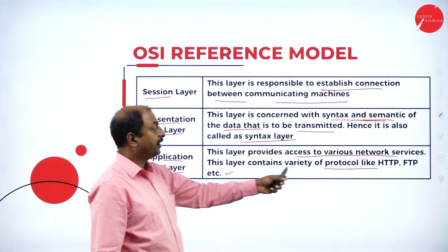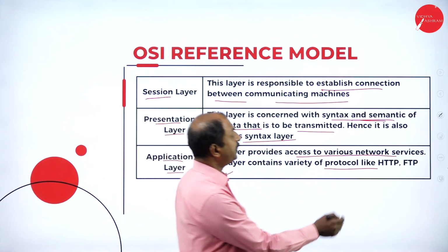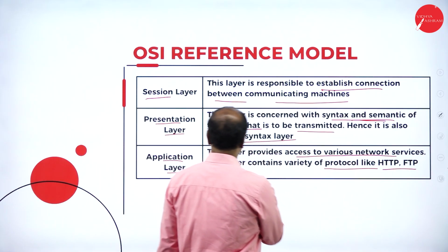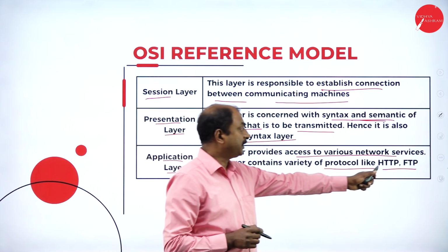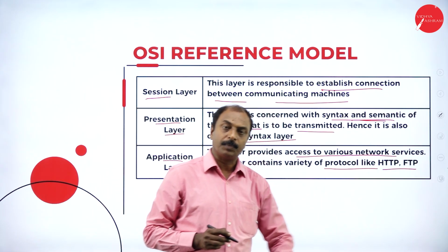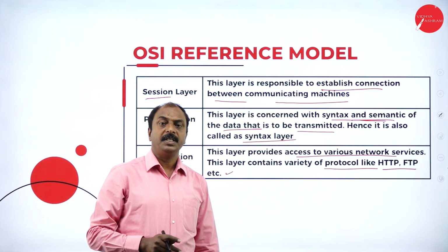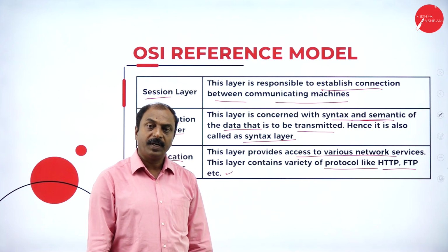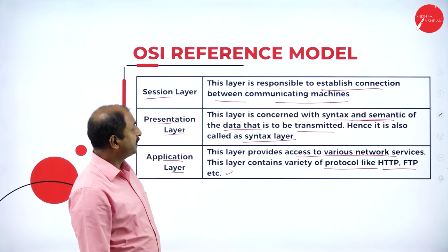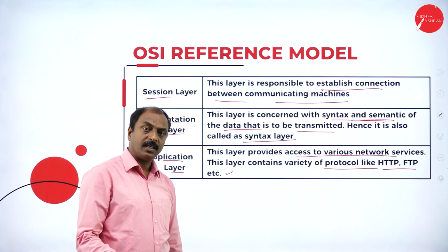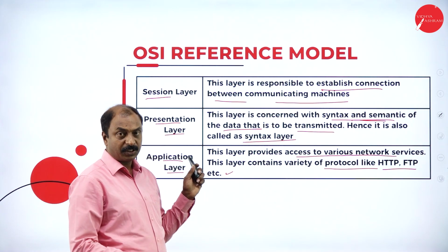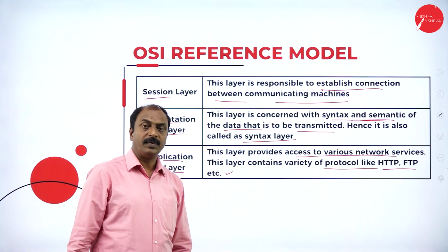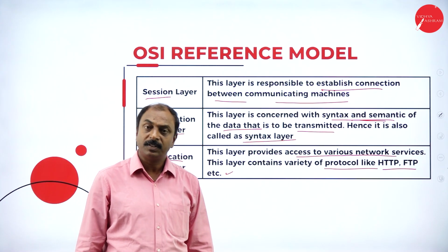It provides an interface through different protocols working in that particular layer, like HTTP and FTP, which are protocols. All of these provide an interface to the user to access the data or to send the data through different applications. So these are all the different 7 layers of the OSI reference model.